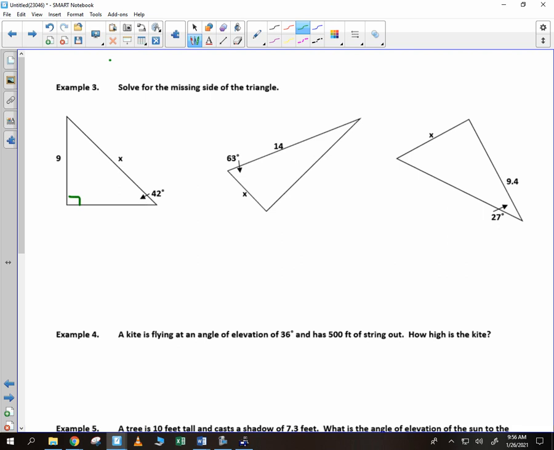So we're going to say that these are all right triangles, and in each situation, I would like to determine what x is. We have an angle 42. We need to determine x. I label the sides as opposite, adjacent, and hypotenuse. What side is 9? Opposite. And x is the hypotenuse. So I'm given the opposite, and I'm searching for the hypotenuse.